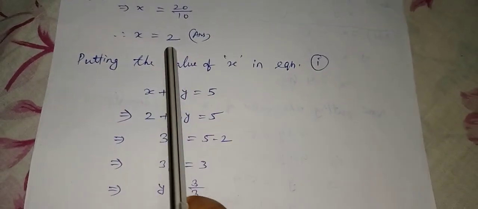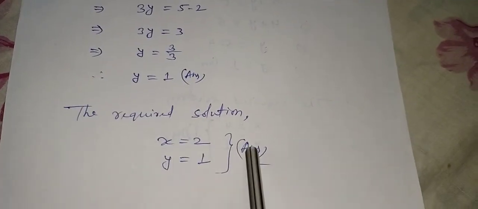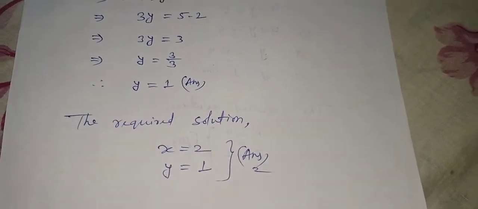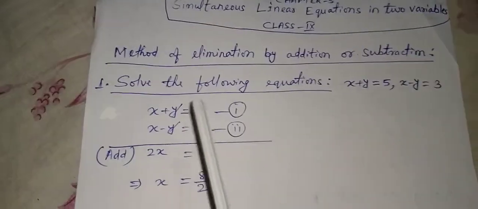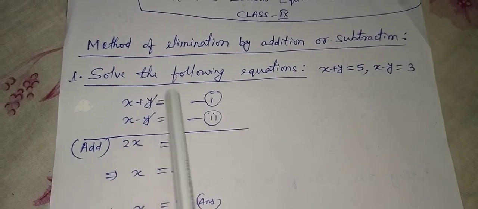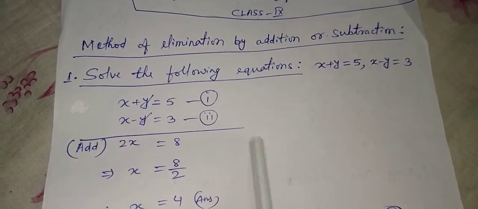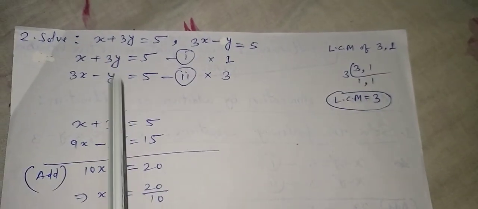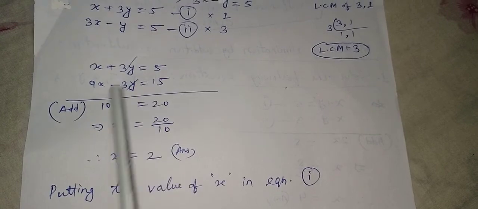So value of x is 2. Value of y is 1. So the required solution, x equal to 2, y equal to 1. This is our answer. So two types of question we learned. When the variables get cancelled by itself, then no need to multiply. But when they don't get cancelled, and to make them equal, we have to multiply like this. And when they become equal, then we cancel.